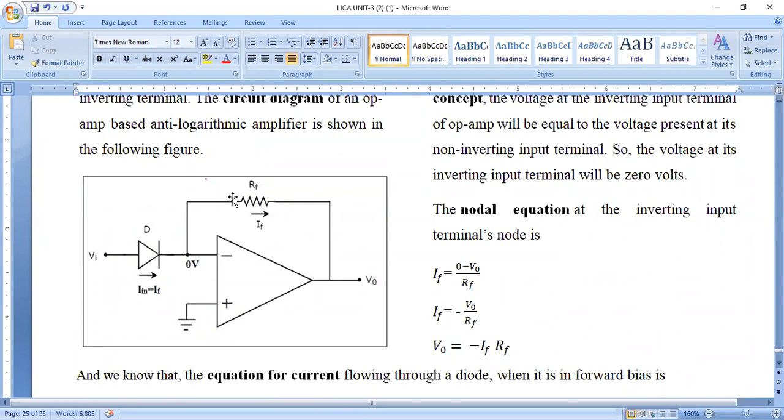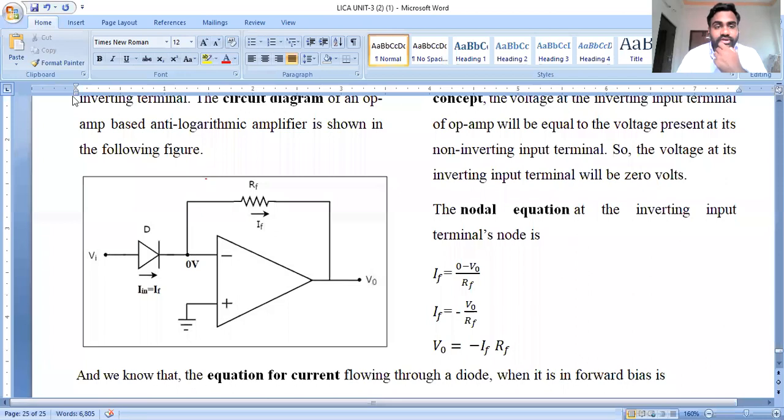So if we analyze further this particular anti-logarithmic type amplifier, first we will see the circuit configuration. In this anti-logarithmic amplifier, the diode is connected to the inverting terminal of the operational amplifier, and here we are connecting a negative feedback. Previously in the logarithmic amplifier, we connected a diode in the negative feedback, but here we have the diode at the inverting terminal, a feedback resistance in the negative feedback path, and the non-inverting terminal is grounded.